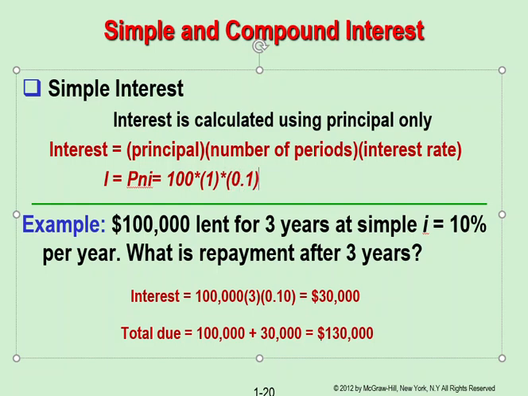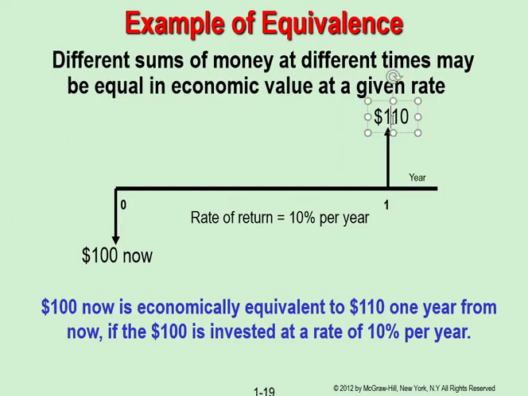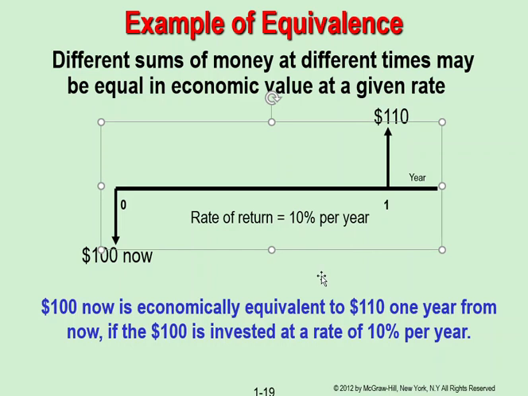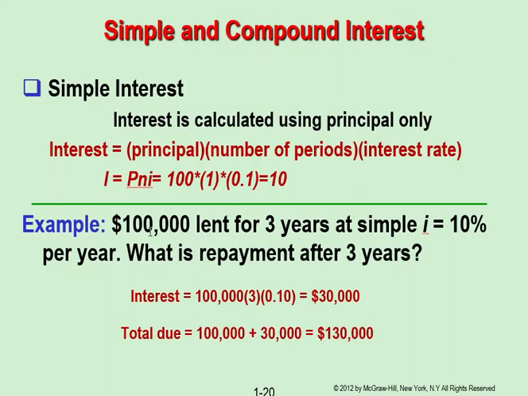0.1. This is 10%. So how much is it? This will give me the interest amount, which is going to be 10. And here we have 110. Why? Because it's the principal plus the interest, which is the 10. It will be 110.